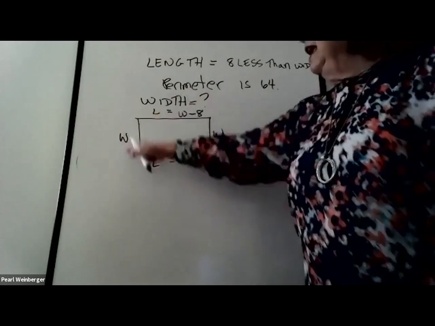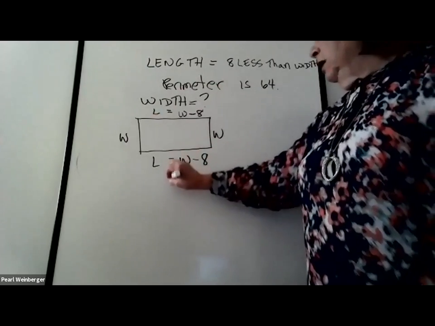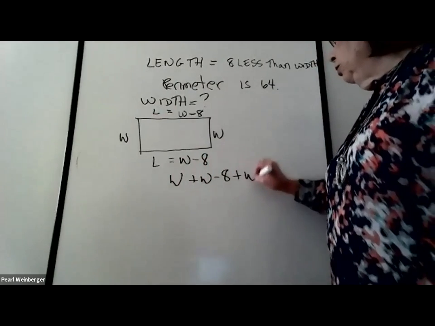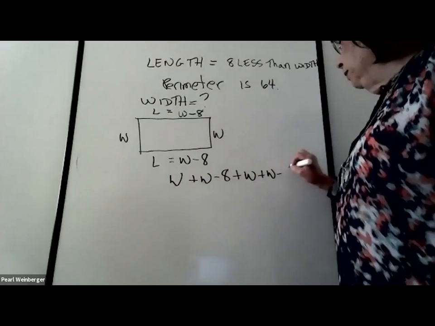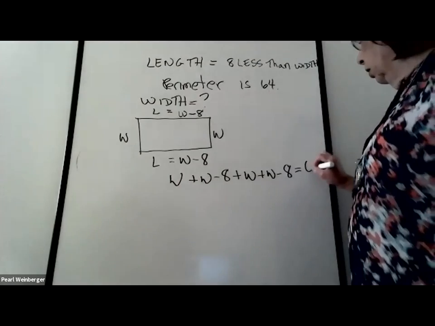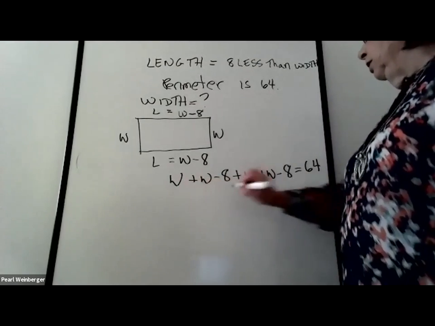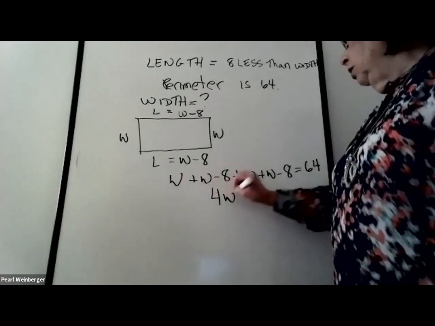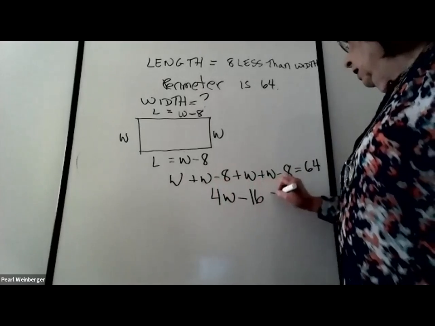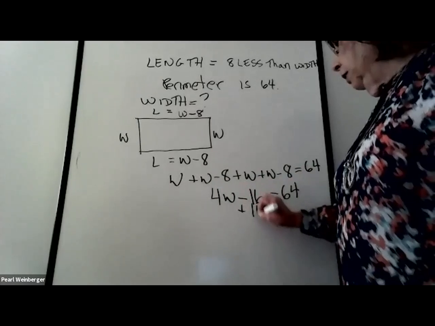Okay, so if I add all 4 of these sides up, I'm going to get W plus W minus 8 plus W minus 8. That's my perimeter, which is going to be equal to 64. Now combining the like terms, W and W gives me 4W, and negative 8 gives me minus 16, equals 64. Add 16 to both sides.